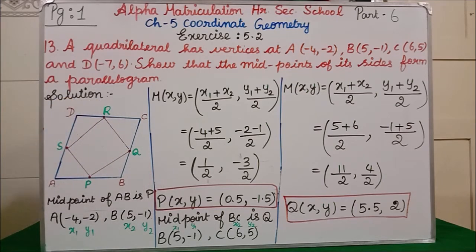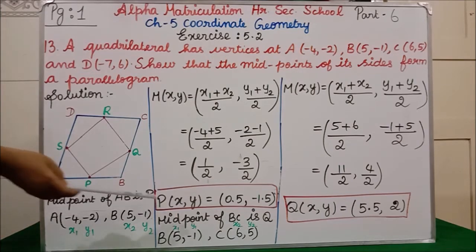Clear students? But in the question they have not given the points P, Q, R and S. So first we have to find P, Q, R and S using the midpoint formula. Then only can we find the slope of PQ, QR, RS and SP. Clear? This is a very big problem, so according to the page number, you copy the classwork. Now we'll go for the solution.